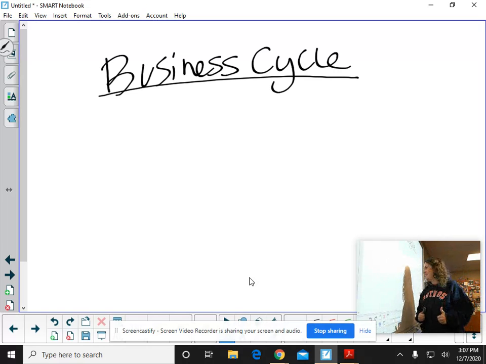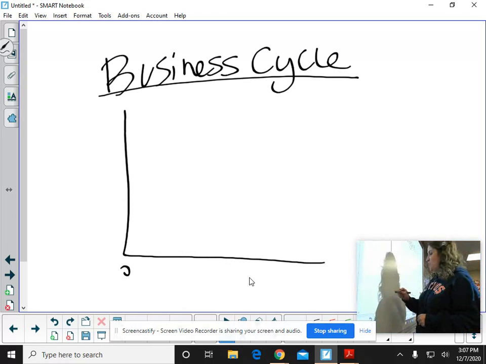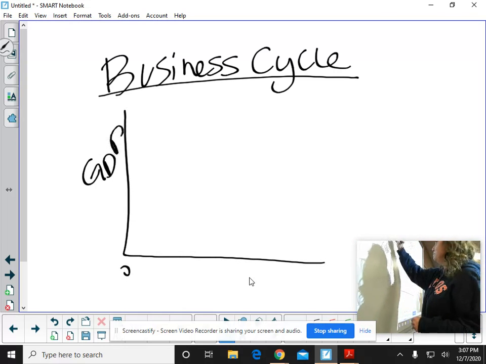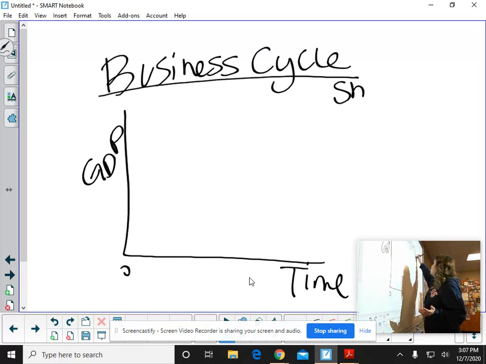I appreciate that. So the business cycle is on a graph, technically. We have GDP over time. And basically the business cycle, what it illustrates is short-run fluctuations.